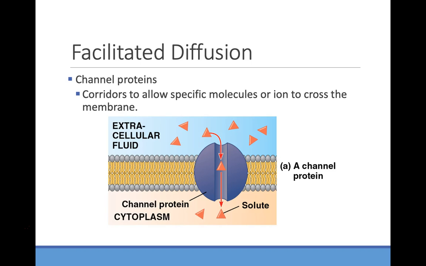These molecules, again, are going to move from an area of high concentration. We see a higher concentration of the orange triangles on the top side of that plasma membrane, the outside of the plasma membrane, and then a lower concentration inside. So that is what's driving this movement.